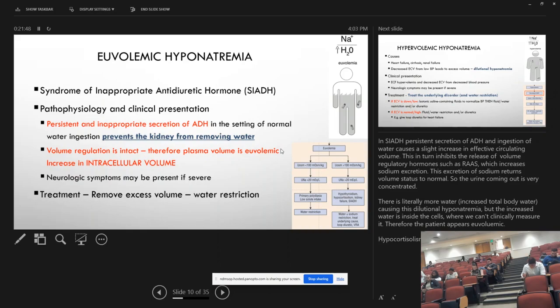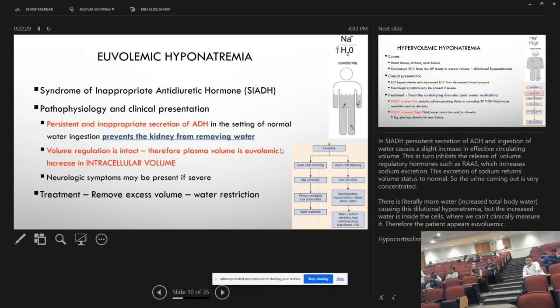Euvolemic hyponatremia. One of the more common causes would be syndrome of inappropriate antidiuretic hormone. So this would be too much antidiuretic hormone, causing volume retention. They can present with persistent and inappropriate secretion of ADH in the setting of normal water ingestion. And this prevents the kidney from removing water, so there's reabsorption of water.